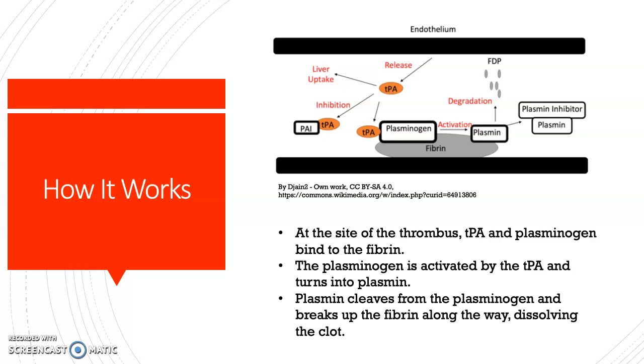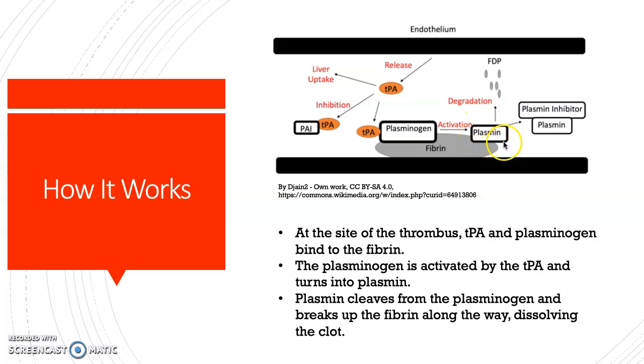So here I have a picture demonstrating this. You see the TPA is leaving the endothelium, which is where TPA comes from naturally in the body. It is also given to patients via intravenous methods. So the TPA binds with the plasminogen on the fibrin, which is the blood clot, and together the TPA catalyzes the plasminogen, which activates its transformation into plasmin.